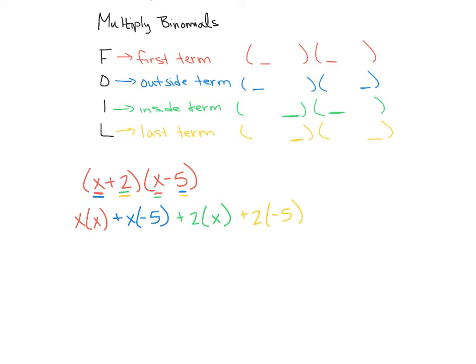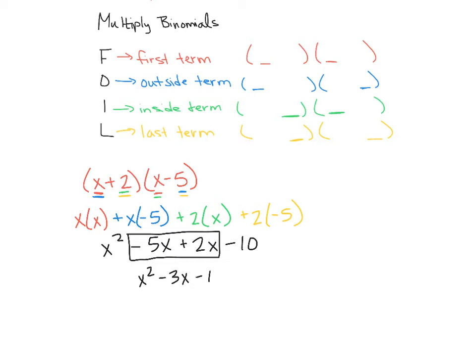And then we're going to go through and multiply. X times x is x squared. X times negative 5 is negative 5x. 2 times x is positive 2x. And 2 times negative 5 is negative 10. When you do the FOIL method, these 2 terms should be common, and you should be able to combine them and get x squared minus 3x minus 10.